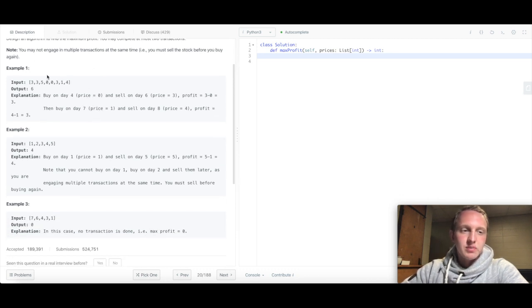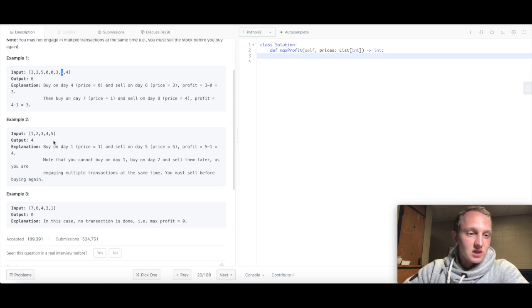The first example is this array of numbers. The output should be 6, and the explanation is that you buy stock on day 4, where the price is 0. Day 4, I guess, is this one. And sell on day 6, where the price was 3. Profit is obviously 3, then buy on day 7 with the price 1 and sell on day 8, price 4, and the total profit is 3.